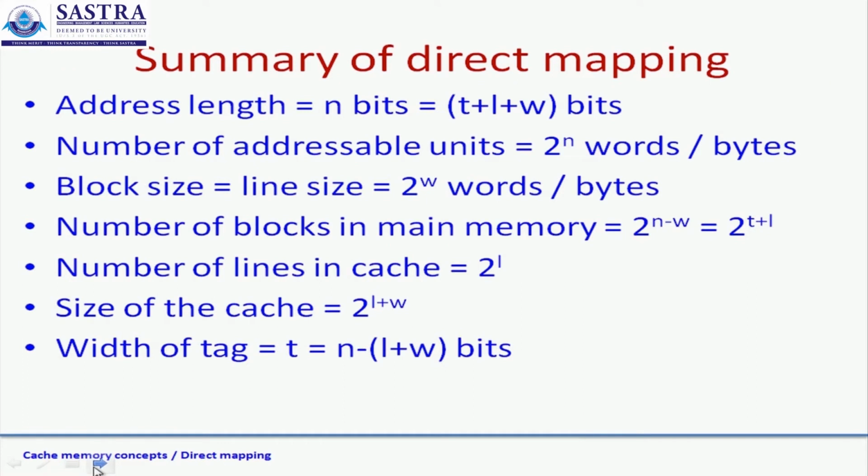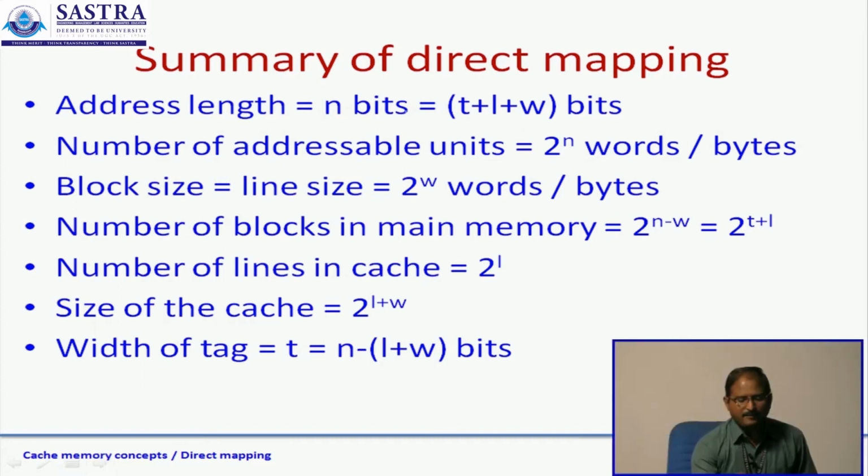So let us see the summary of direct mapping. Address length is n bits, meaning the processor will place n bits on the address line. That n bits is actually T plus L plus W: T tag, L line, and W word in a particular line. So n equals T plus L plus W. Number of addressable units in main memory.